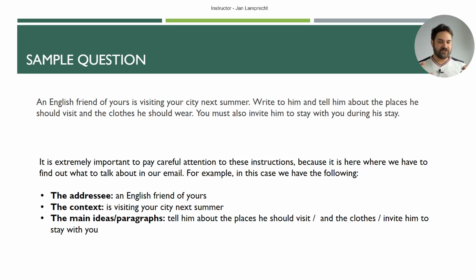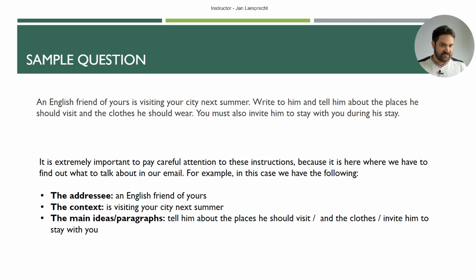Okay, so it's extremely important to pay careful attention to the instructions because it is here where you have to find out what to talk about in your email or letter. For example, in this case, we have the following: the addressee, the person I'm writing to, the reader, is an English friend. So friendly tone, conversational and friendly. The context is visiting your city next summer. The main ideas or the paragraphs: tell him.